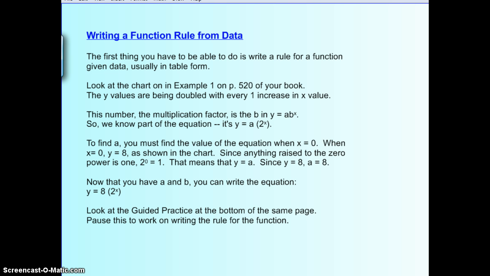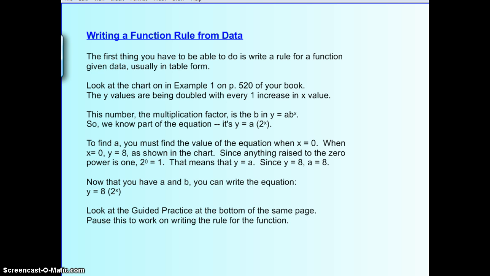So what we're going to do is look at writing a function rule from the data. We're going to look at a chart full of data, and we're going to see if we can write the equation knowing it's an exponential function. Okay, so I want you to open up your books and look at the chart, which is in example 1 on page 520. Okay, so take a second, pause this if you need to, so you can all make sure you have your books, rather than me recreate the data here.